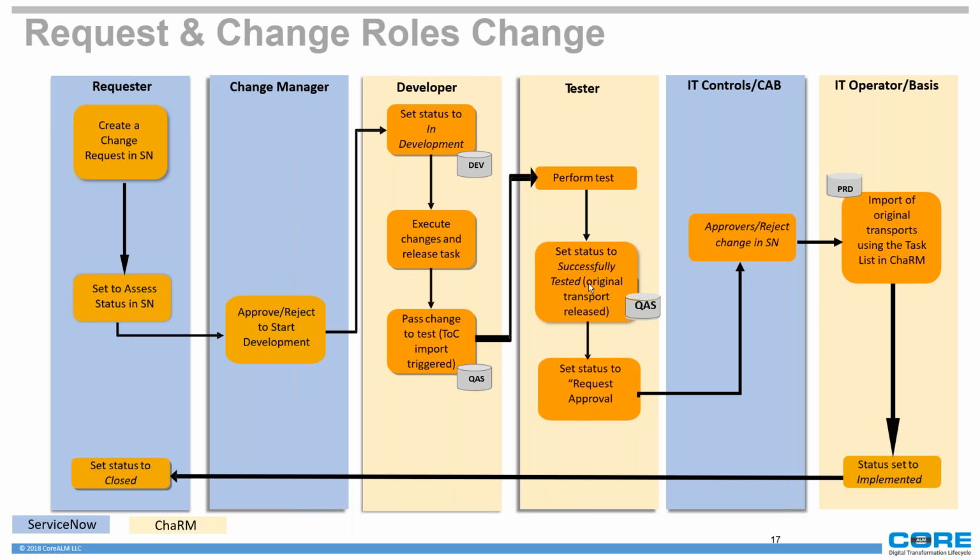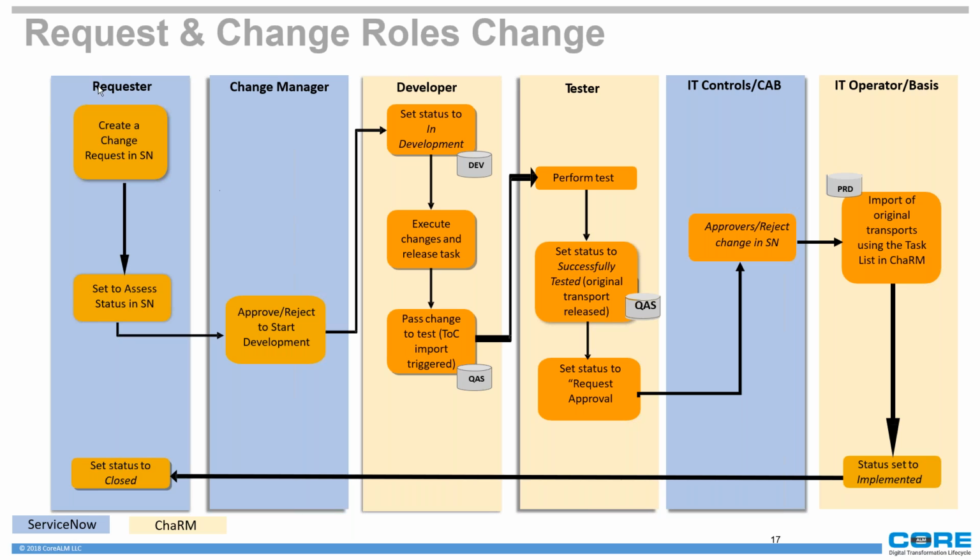This is where the tester comes in. It's going to test that work. And then at the end, whenever they're ready, they're going to request approval directly in Charm, which is going to trigger a workflow change in ServiceNow and request approvals from IT controls and CAB. As soon as the request is either approved or rejected, it triggers another workflow change in Charm, where now the basis or IT operator gets a notification that they have changes they need to import into production. At that point, they can import the changes into production, and then set the status to implemented.